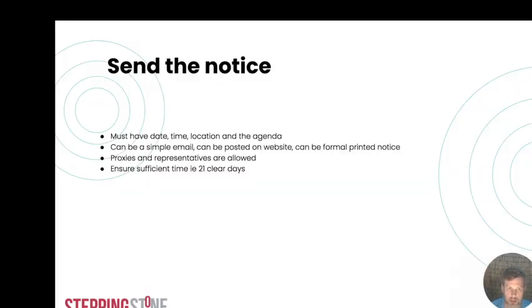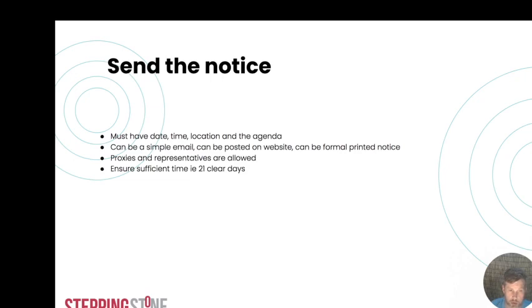So the notice is sent out, and that notice can be very simple. It can very simply just be an email with the key information being the date, time, location, and the agenda. As I said, that can be a simple email. It can be posted on the website. It could be a formal printed notice. You need to ensure that everybody gets it, and it's fairly assumed that people get it. So if you know someone's changed address, you don't post it to their old address, you post it to their new address.